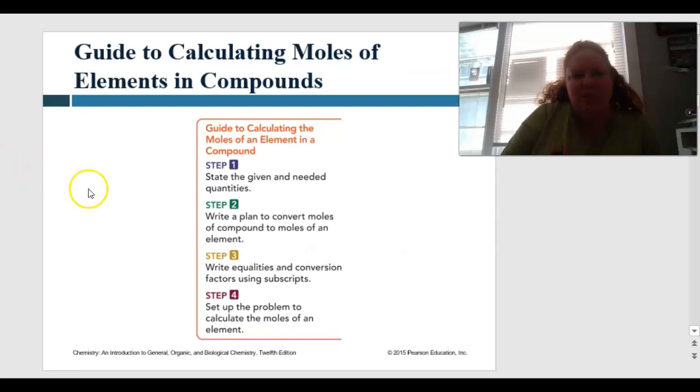So setting it up, let's state the given and needed quantities, write a plan to convert the moles of a compound to the moles of an element, write the equalities and conversion factors using the subscripts, and then set up the problem to calculate the moles of the element.